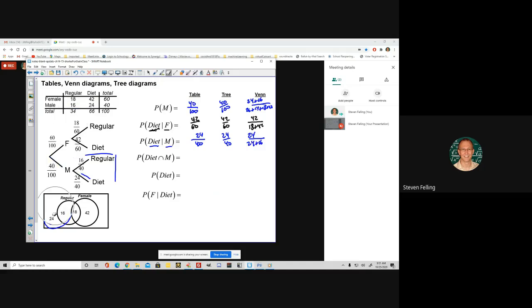Okay, we're going to do a few more here. Let me switch to red because it's harder to see black.